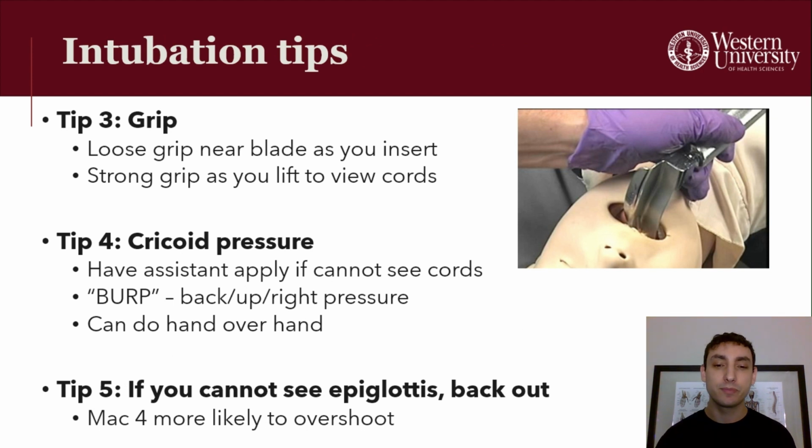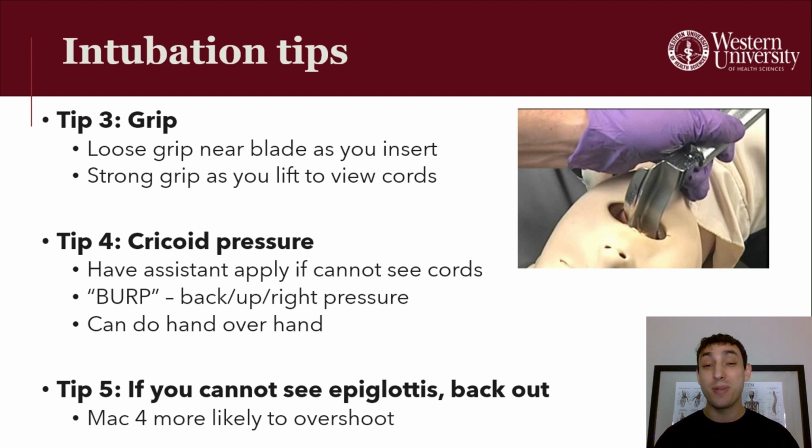Another helpful thing is cricoid pressure. Your preceptor or the nurses can help you out with this. If you can't see the cords, sometimes just applying a little bit of cricoid pressure, usually back, up, and to the right, is going to help. If you still don't see them, put your hand over their hand, move things around until you're at the right spot, and then tell them to hold that position.